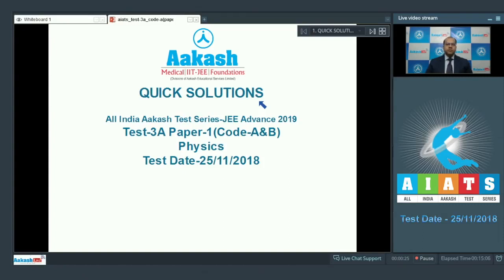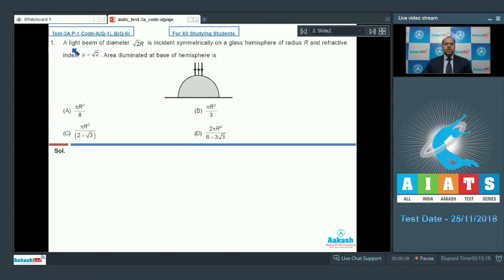Let's move to question number 1. In question number 1, a light beam of diameter root 2 r is incident symmetrically on a glass hemisphere of radius r and refractive index mu equal to root 2. The area illuminated at the base of the hemisphere is.